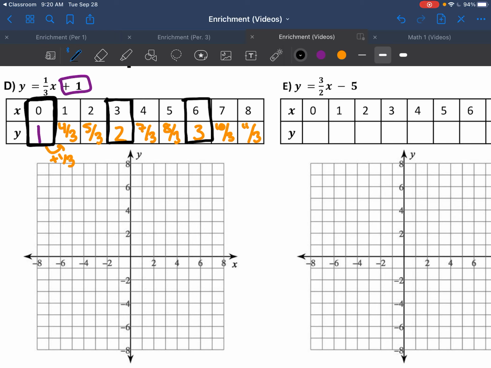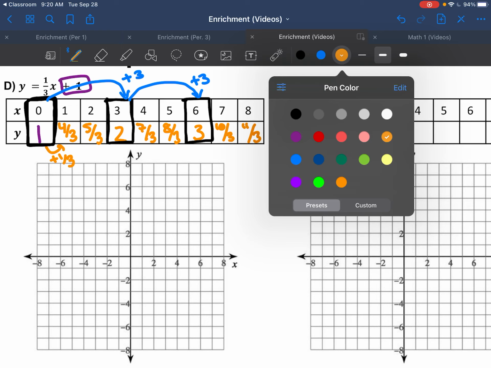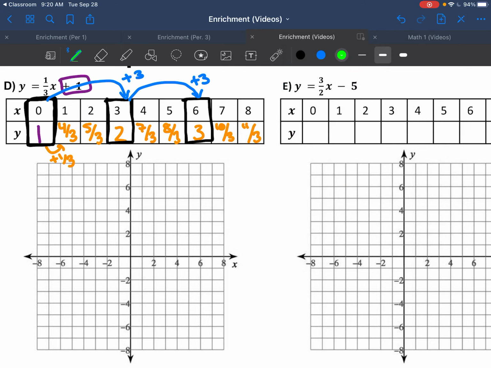Okay? Now I want you guys to notice something here. Let's do some funky colors. Let's use blue. How do we get from this 0 in the x-axis to the 3? That's the same as getting to this 3 to the 6. Well, I'm adding by 3. Okay? How do I get from this, let's do a different color. Let's do this bright green. How do we get from this 1 to this 2? I add by 1. Same 2 to 3, I add by 1.